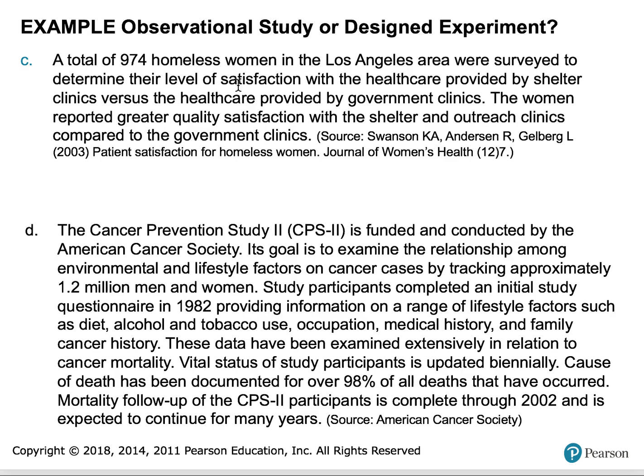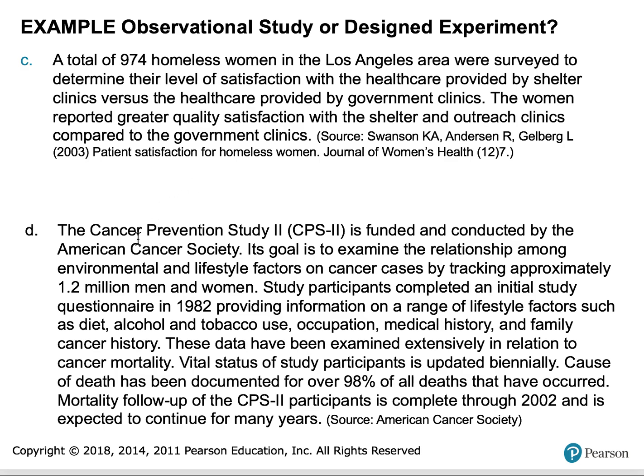Okay, so now what kind of observational study was it? What do you think? Cross-sectional, right? Because in cross-sectional studies, they collect information about individuals at a specific point in time or over a very short period of time. Okay, so they went there and they just asked these people what they felt about the various clinics.